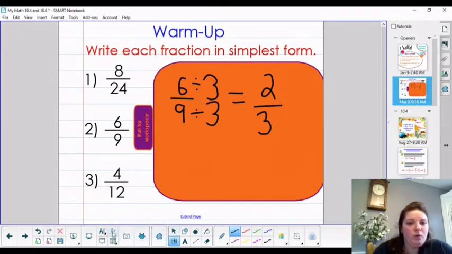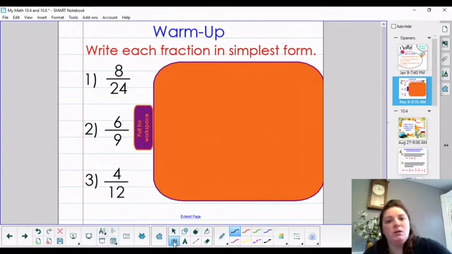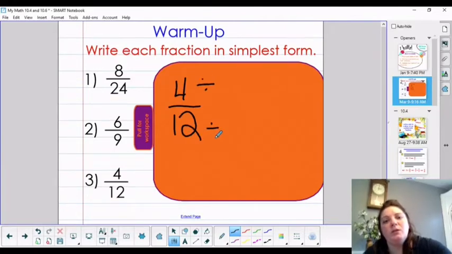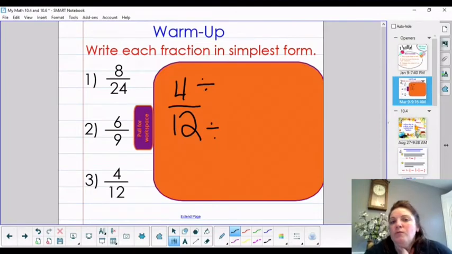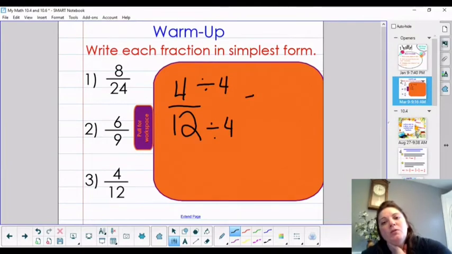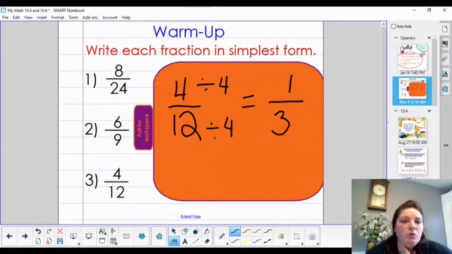The next one is 4/12. So let's take 4/12 and think of the times table where we find 4 and 12. I can divide them both by 2, but I can also divide them by 4. So I pick the bigger number, which is my GCF. 4 divided by 4 is 1, and 12 divided by 4 is 3. So 4/12 is equal to 1/3. That means that 8/24 was 1/3, and 4/12 is equal to 1/3. So that actually means that 8/24 and 4/12 are equivalent fractions.